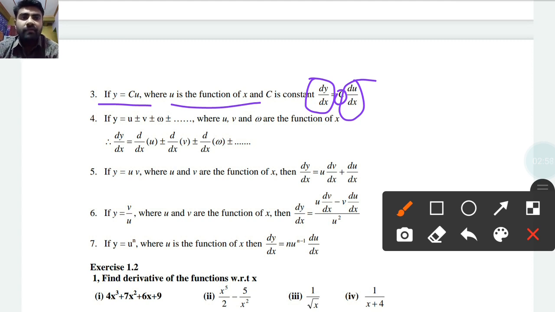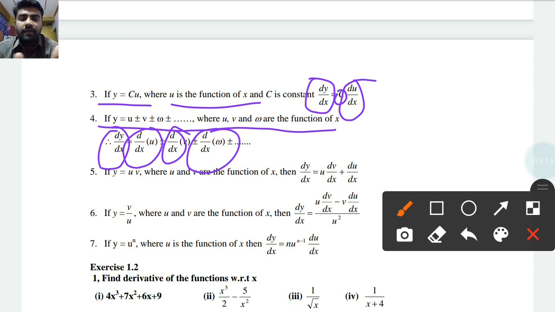Now y is equal to u plus or minus v plus or minus omega. So dy by dx is equal to du by dx, because it is u, plus or minus dv by dx plus or minus d omega by dx. So for the differential equation, we can apply d by dx to every term individually.